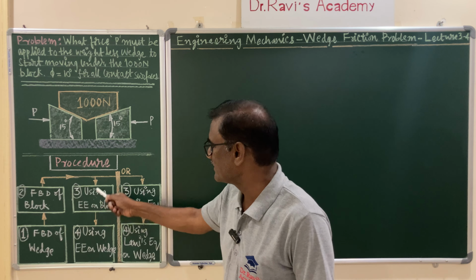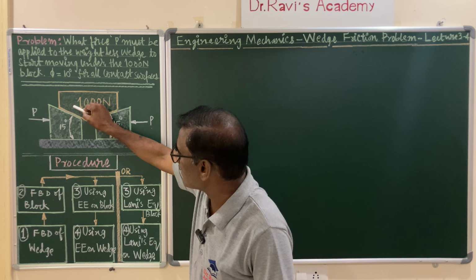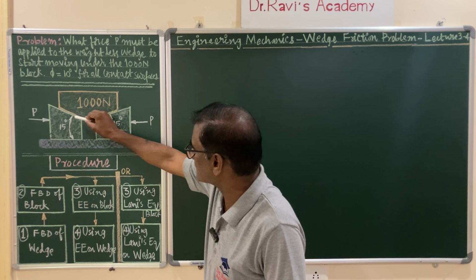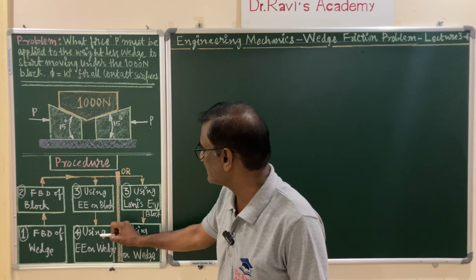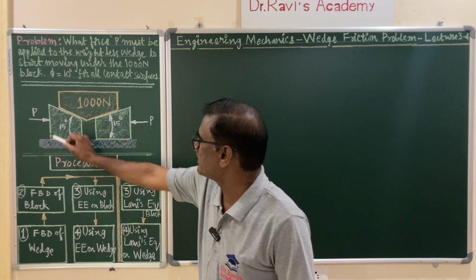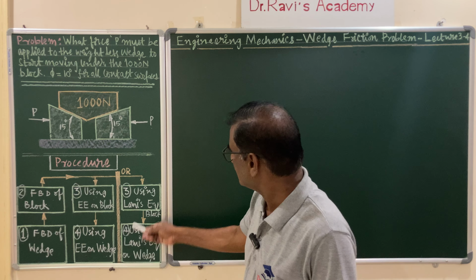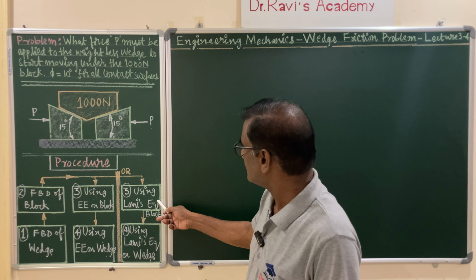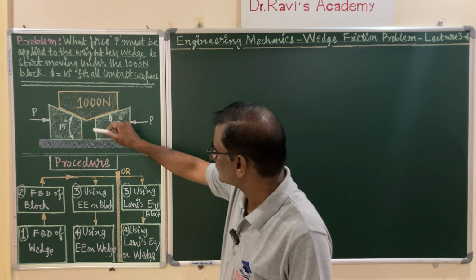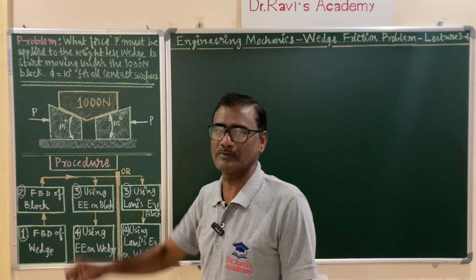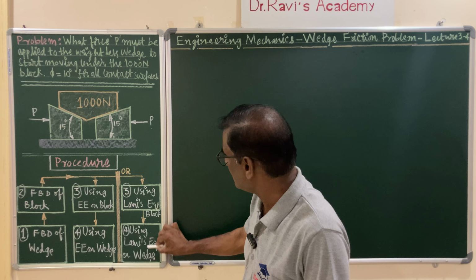After drawing the free body diagram, you analyze it, and your purpose is to calculate the contact force between the block and the wedge. After knowing this contact force, you come back to the wedge and analyze it using equations of equilibrium, so that you can find the external force required, that is the P value. Here, after using Lami's theorem, again you calculate the contact force. The other method is to apply Lami's theorem to the wedge also, when the number of forces is only 3 concurrent forces.